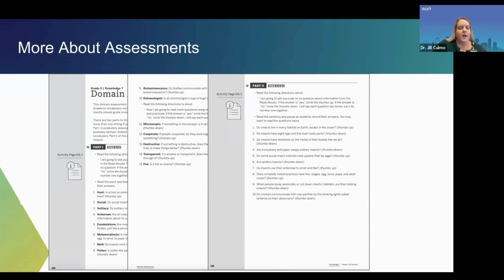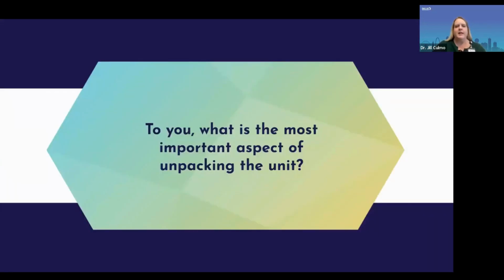It is important to note that not all assessments need to be given whole group. Additionally, it is not necessary to use the strictest testing protocols like we do on days in which we take other assessments such as MAP or STAR. Take a moment to reflect. To you, what is the most important aspect of unpacking the unit?